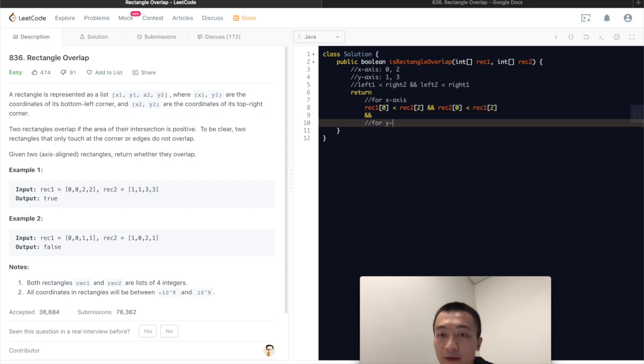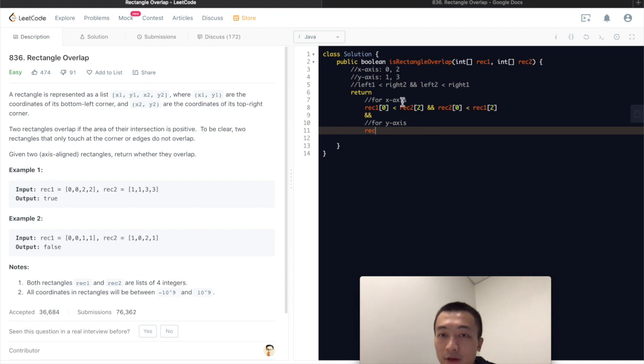Then we need to do the same thing for the y-axis. So instead of using 0 and 2, we use 1 and 3. That's going to map us to the y-axis. Then again, same thing. Left 1 and right 1 map to rec1. Right 2 and left 2 map to rec2. The numbers do map. And here, remember now we're doing the y-axis, so left 1 is going to be smaller than rec2's 3.